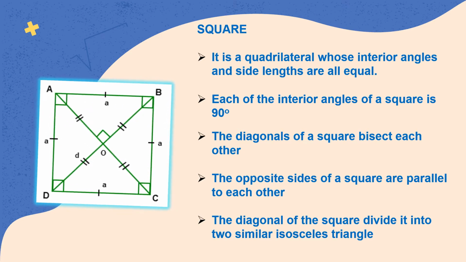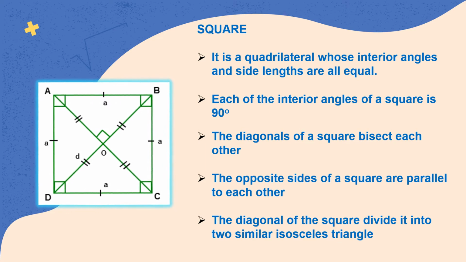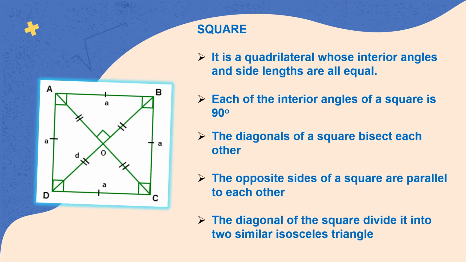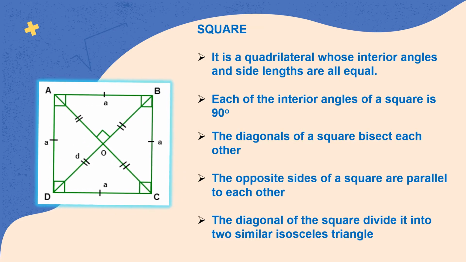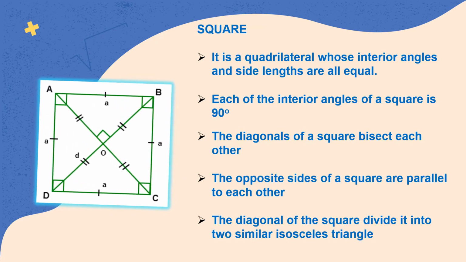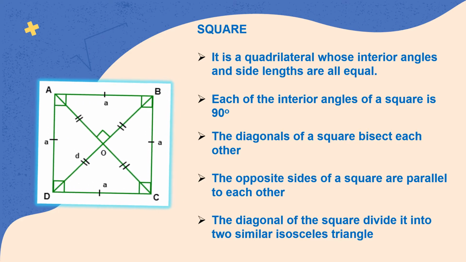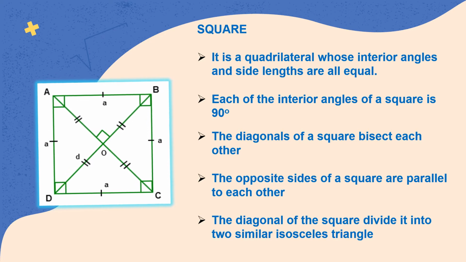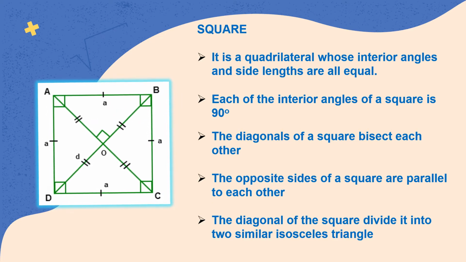Square. It is a quadrilateral whose interior angles and side lengths are all equal. Each of the interior angles of a square is 90 degrees. The diagonals of a square bisect each other. The opposite sides of a square are parallel to each other. The diagonal of the square divides it into two similar isosceles triangles.